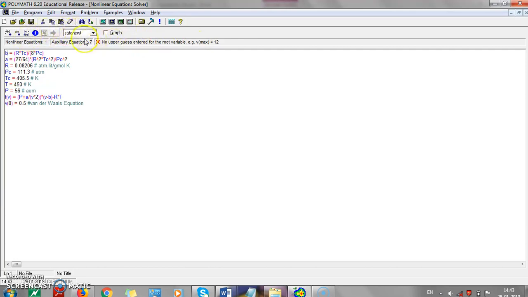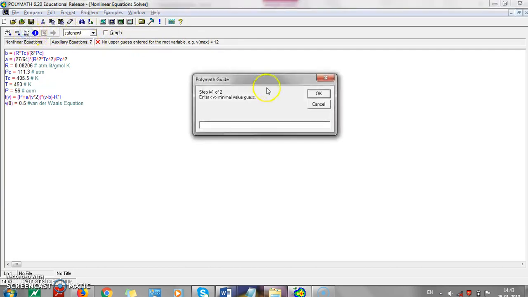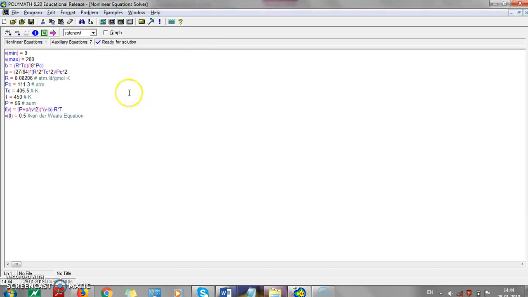Before we can move further, we have to give initial and final values. So the minimum value of V is 0, and the maximum value of V we can say 200. This will limit the iterations between these, and you can see that after we have submitted all this information, this arrow is highlighted. So we have got the range. These are the A, B constants, R, PC, TC, T and P, and once we have all of them, this function can be solved. Our initial estimate for V is 0.5, so based on that, Polymath will start iterating, and eventually it will come to the solution for V, for which this function is 0.